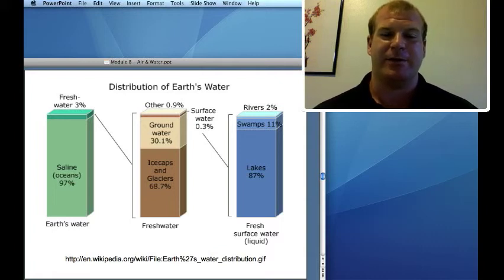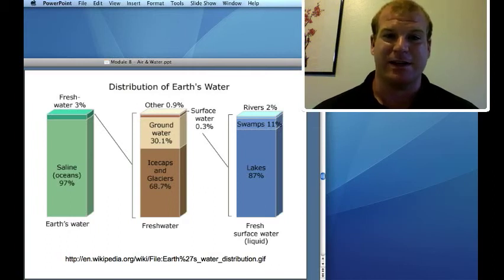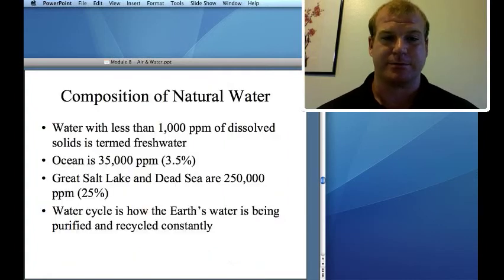Now, why do we care about rivers? If you're here in Hawaii, not a big deal, but a lot of cities have grown up around rivers. So New York City is on the Hudson River, New Orleans is on the Mississippi River. So a lot of cities pop up around rivers. A lot of cities pop up around sources of water in general.